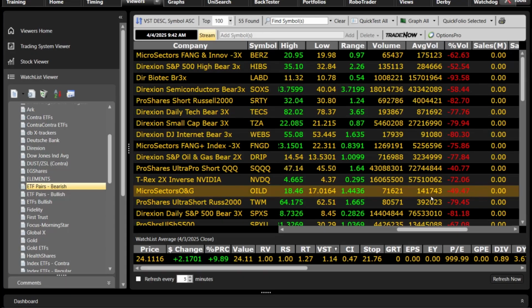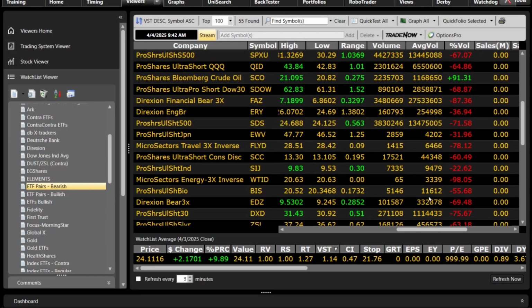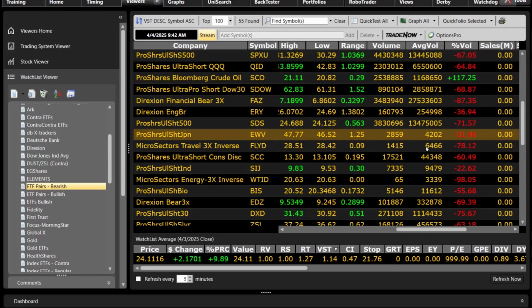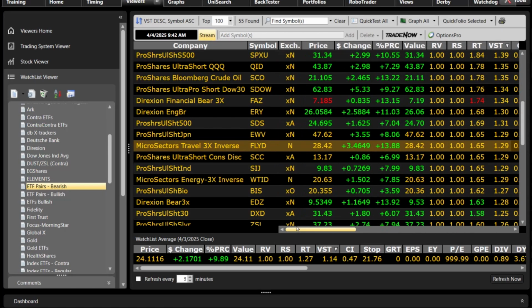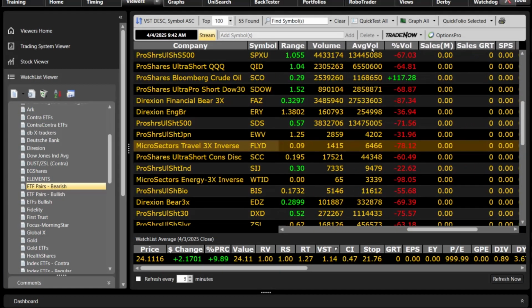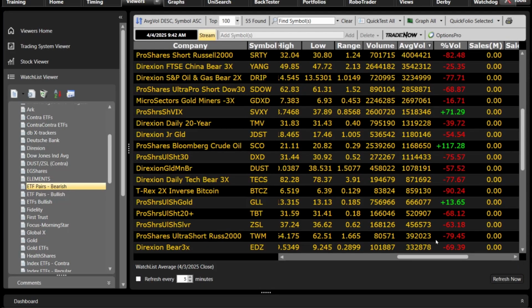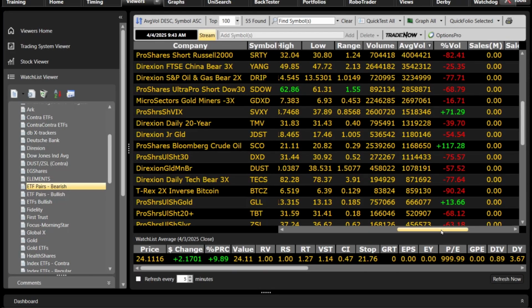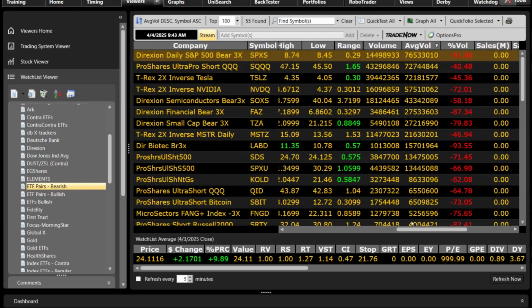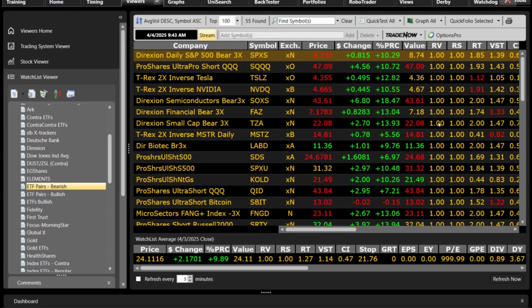OILD only trades 141,000. And then you can scroll down the list. Absolutely stay away from this one and this one. So what I would do, you can either sort by average volume, and if you do that, of course, those are the most actively traded ETFs at the top of the list. You can then scroll over to the left and then cherry pick your way through this list.